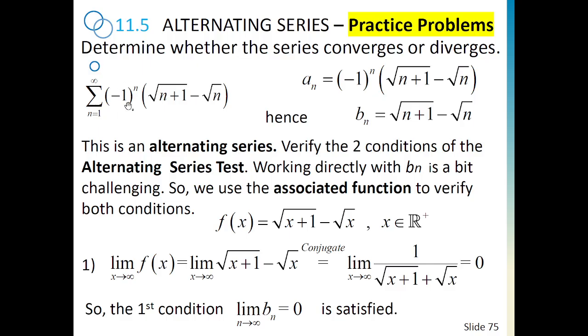So when we start checking the conditions, we need to see if this term here goes to 0 or not. If it does go to 0, we are happy. We move on. Now to do that, we use the associated function and the conjugate. So we need to be creative. And then we find that the limit is actually 0, so that satisfies the first condition. Okay, you could use the conjugate on this expression as well, it's not a big deal.